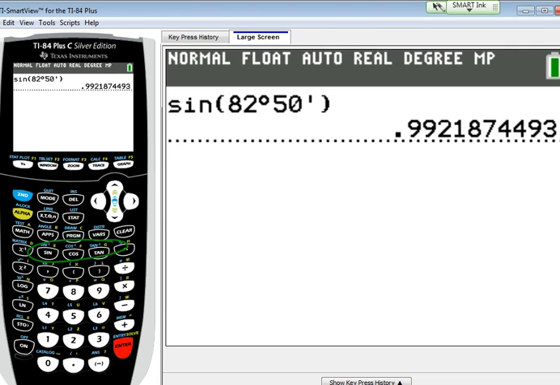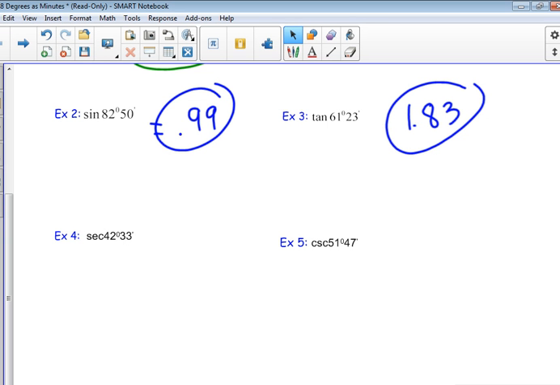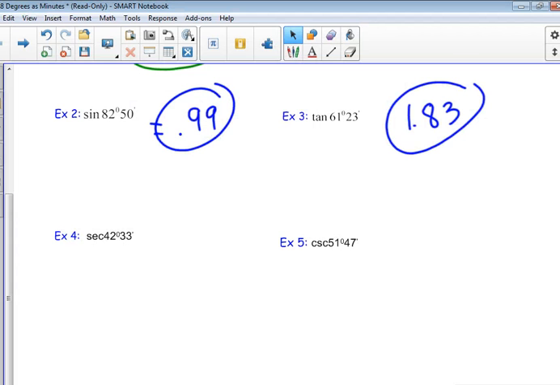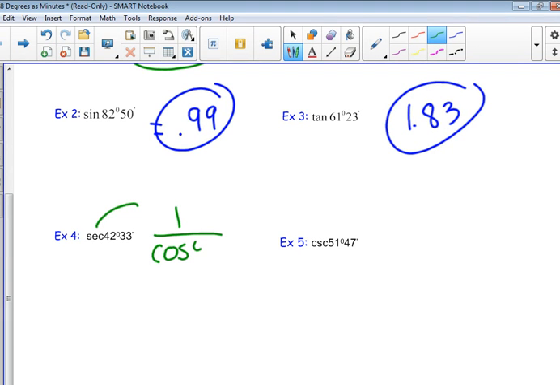But we don't have a secant key. We don't have a cosecant key. So what you're going to have to do is know, even easier than that: for your secant, what does secant go with? Cosine. So this is really going to be 1 over the cosine of 42 degrees, 33 minutes. That's how we're going to write in the secant. Not that hard. It's the reciprocal of cosine.